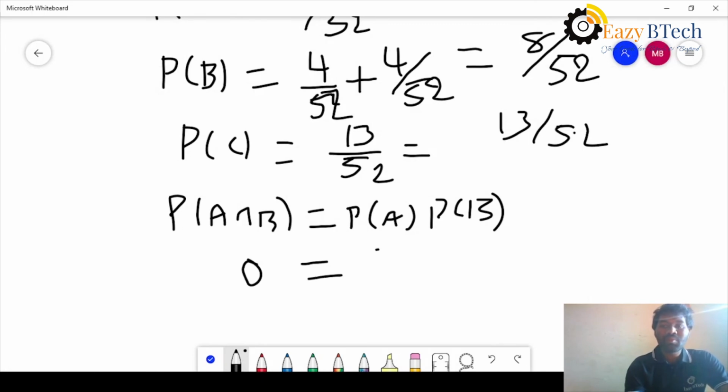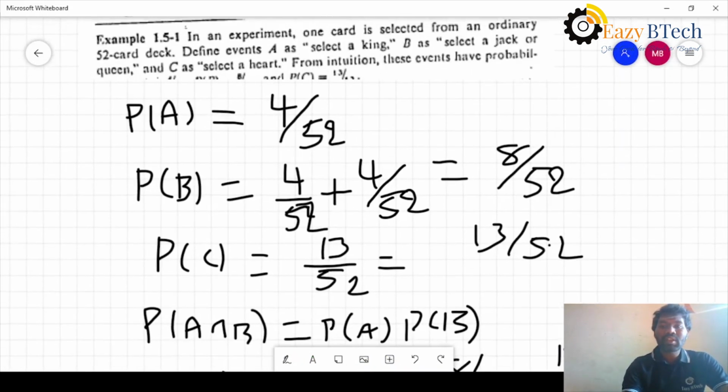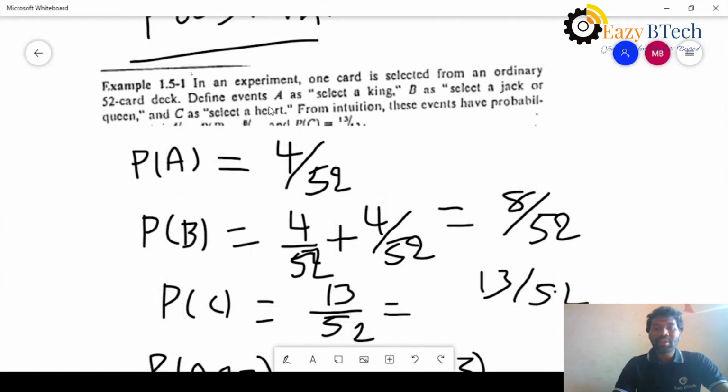It is 0, but P of A into P of B is 4 by 52 into 8 by 52, so it is not equal to 0. That's why A and B are not independent events. You should understand why they are not independent. From the events we have calculated P of A intersection B. A is select a king, B is select a jack or queen.